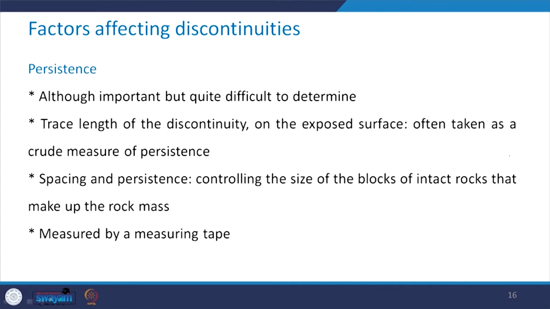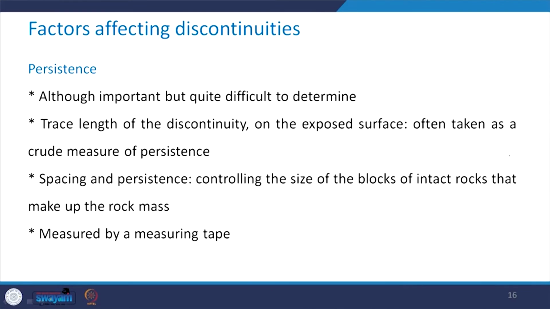So as a crude measure of persistence, the trace length of the discontinuity on the exposed surface can be taken as the persistence. Please remember, the trace length of the discontinuity which is exposed on the surface can be taken as a crude measure of persistence. Spacing and persistence control the size of the blocks of intact rock that make up the rock mass.